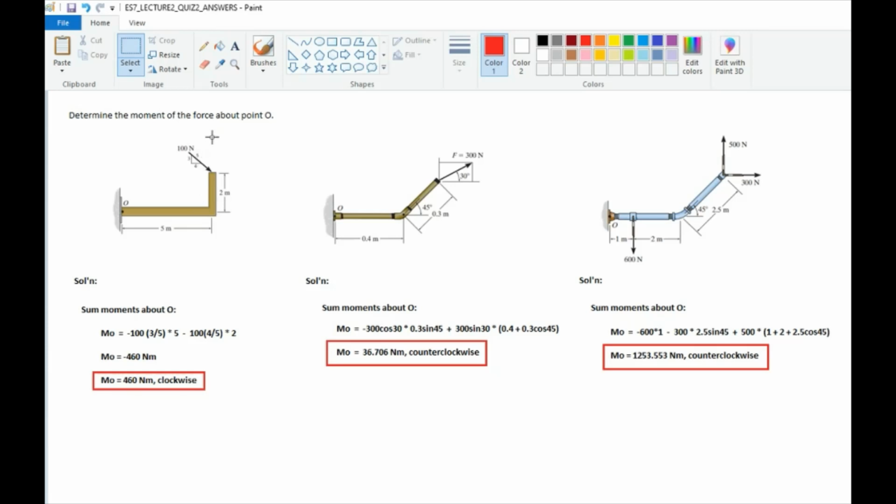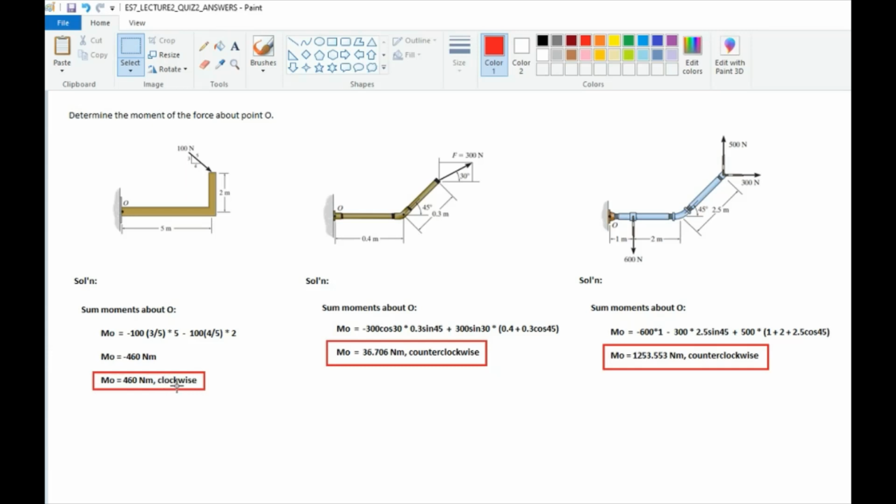Negative, because the y component is pointing downward, so its rotation is clockwise. Therefore negative. And then for the moment arm, or the distance d, we have 5, so times 5. For the x component of 100, that is 100 times 4 over 5, pointing to the right. What will its rotation about O be? Clockwise still, so negative. And for the moment arm, that is 2 meters, so times 2. Simplifying the equation, you get M sub O equal to negative 460 Newton meters.